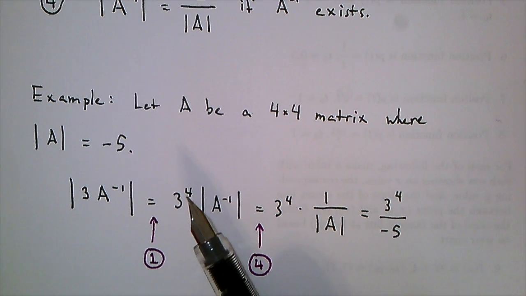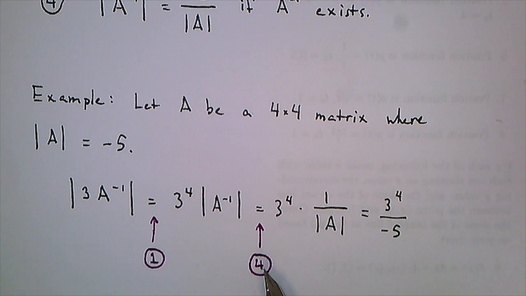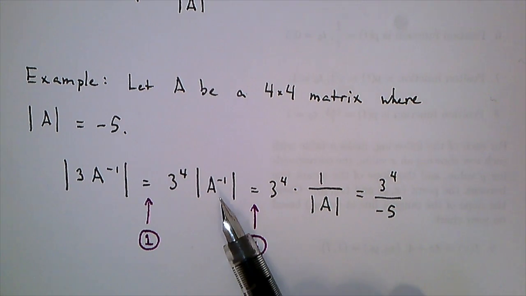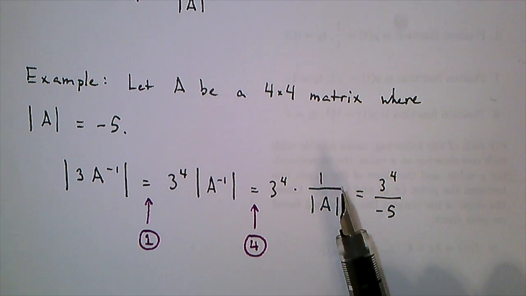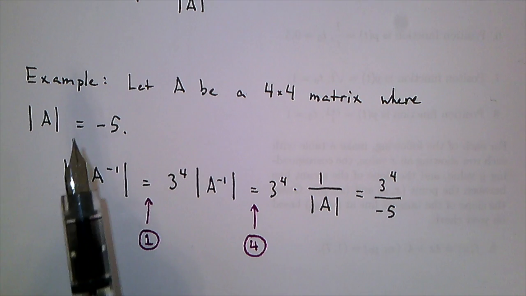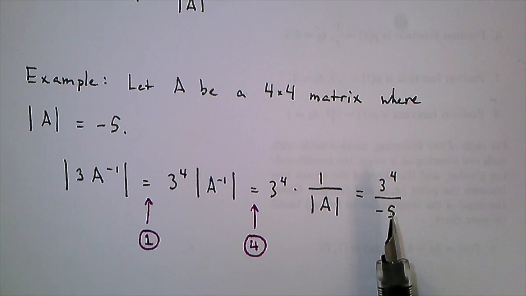Now we've pulled out the scalar, and we have to deal with the inverse. For this one, we go up to property 4 of the theorem, which tells us that the determinant of an inverse is 1 over the determinant of the original matrix. So now we can just plug in this determinant, since we already know it, and we get 3 to the 4th power over minus 5.